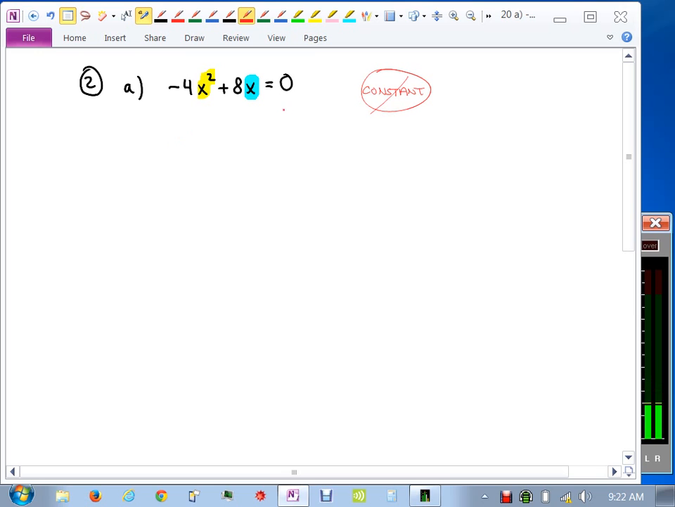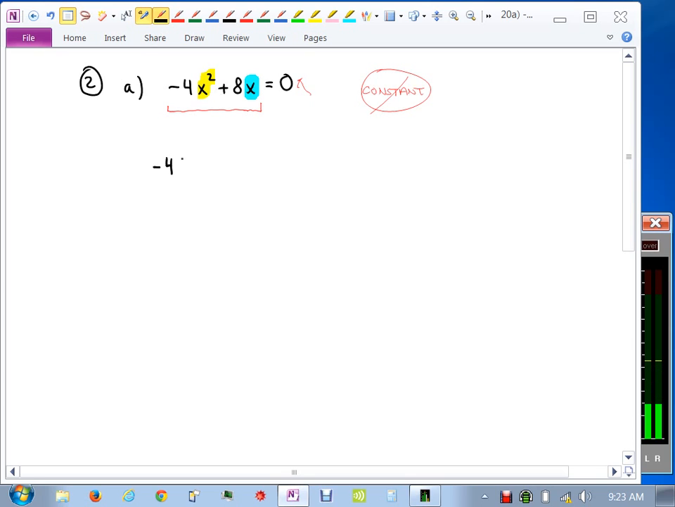The way we do this is we get everything to one side so that we have a 0 on one of the sides, which we have here. Once we do that, we look at the left side, or whichever side you have all your terms on, and you factor out a GCF. So what number can go into both of those? Well, I can pull out a 4 or negative 4. I'm going to pull negative 4 out.